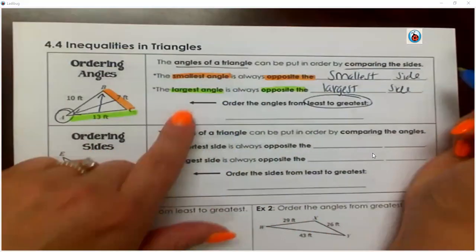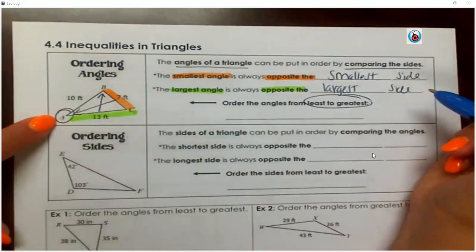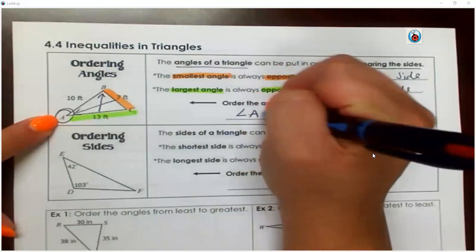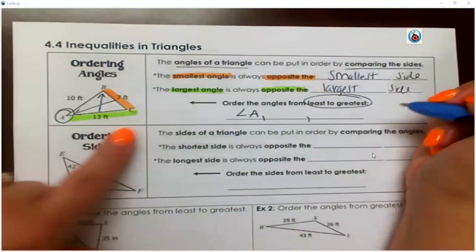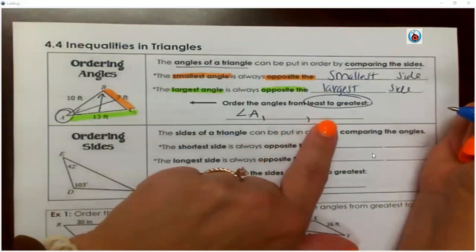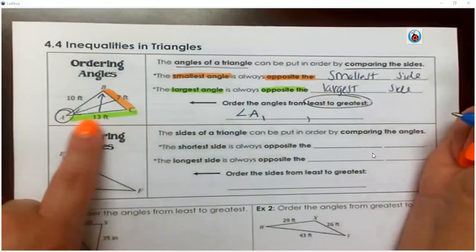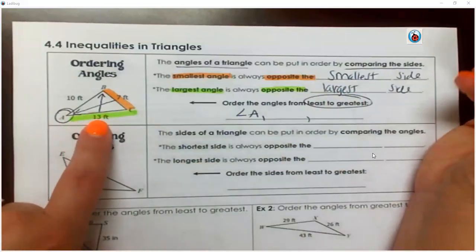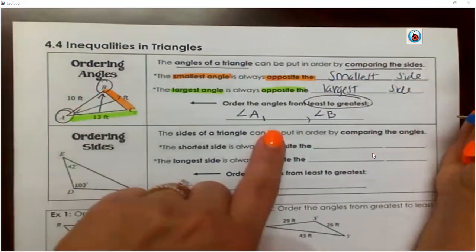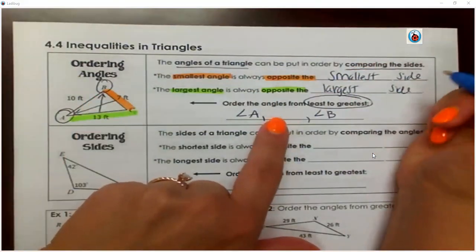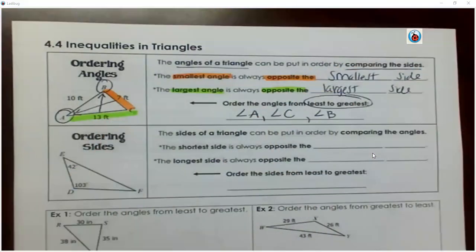Looking at it, the smallest side was 7. So the opposite angle was angle A, which has to be the smallest. Then I'm going to ignore the middle one for right now, but the greatest is going to be the opposite of the largest side. The largest side was 13, so the largest angle has to be angle B. To figure out what's left, the only one we have not used is angle C, so that one has to go in the middle.